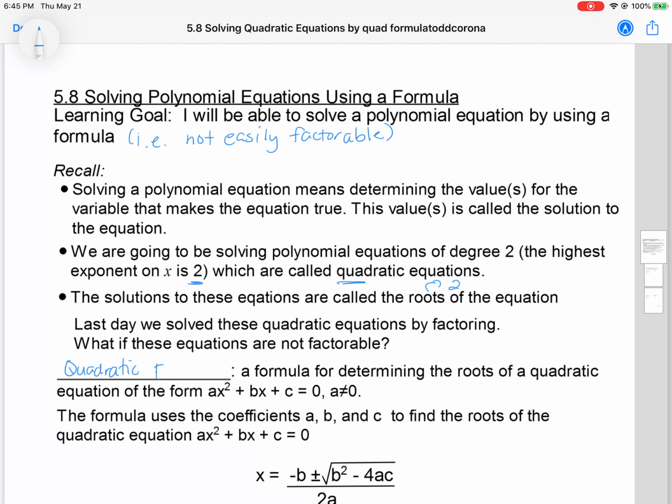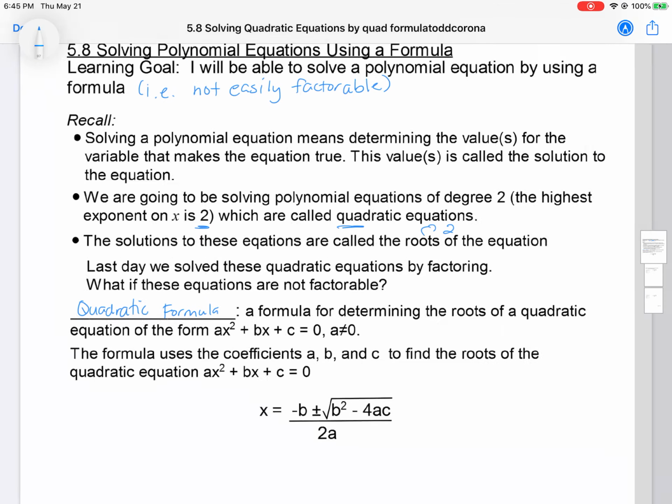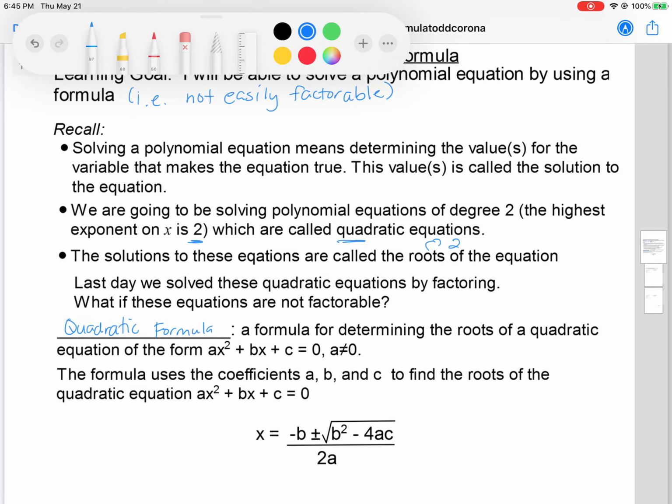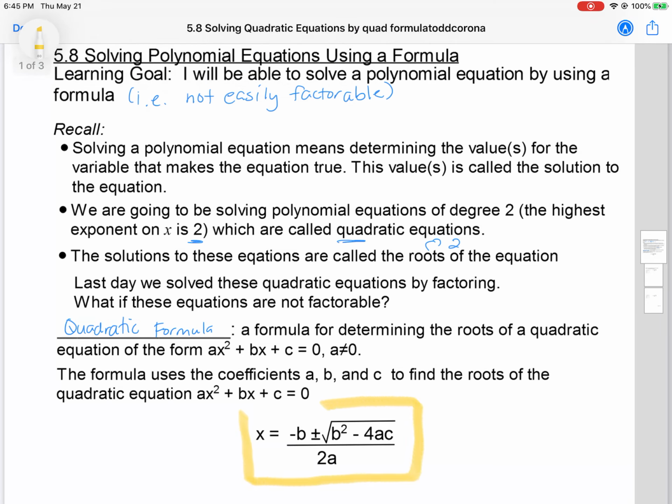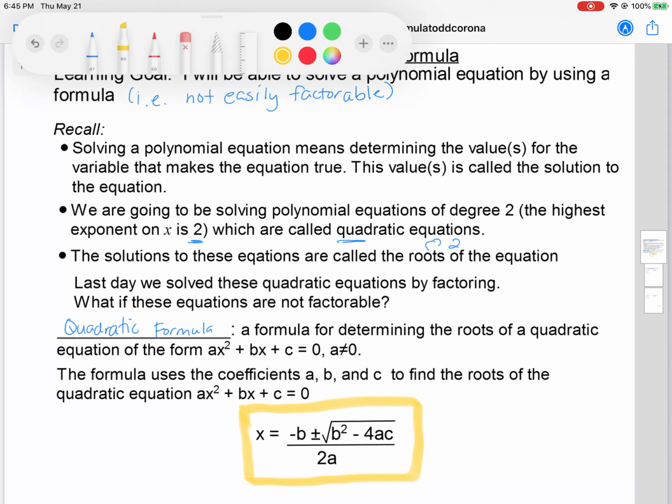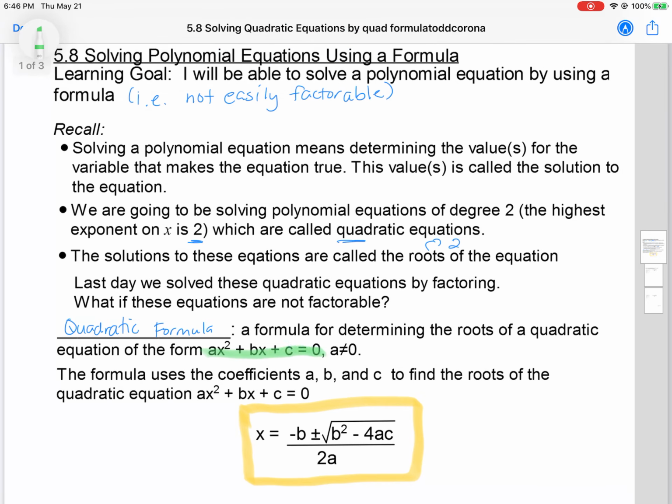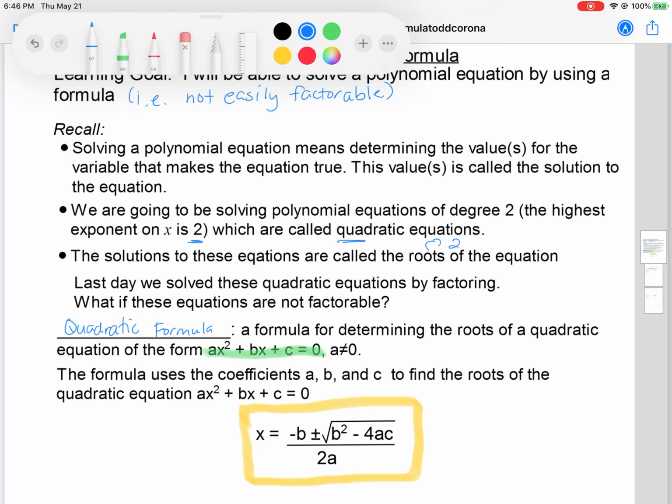Okay, so when the equations are not factorable, we're going to use something called the quadratic formula. And the good news about the quadratic formula is you are never going to need to memorize it. You'll always be given it, even when we use it in chemistry class. So you want to highlight that and take a good look at that. Now, the big thing with the quadratic formula is your equation needs to be in standard form.